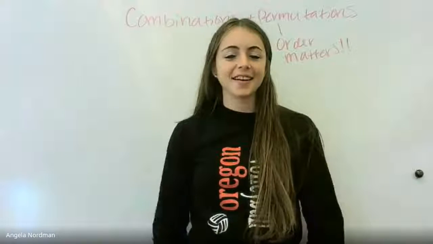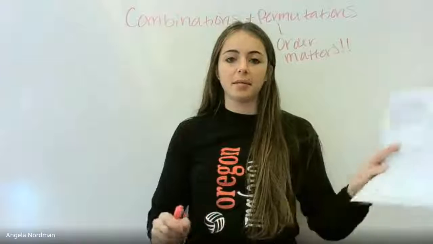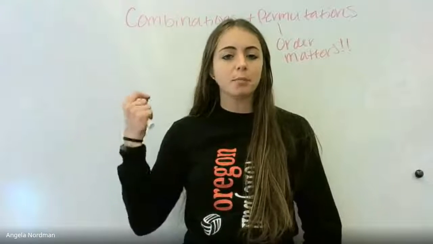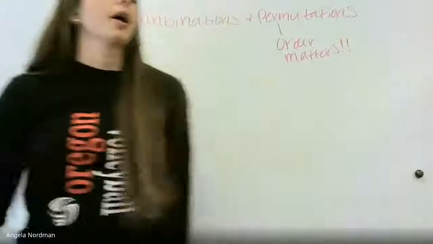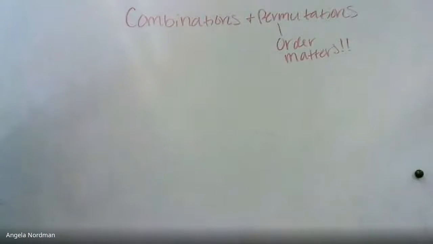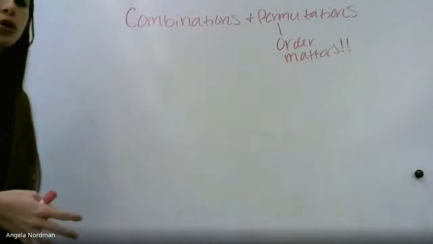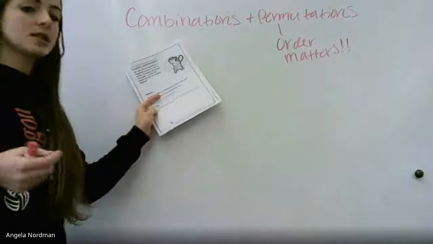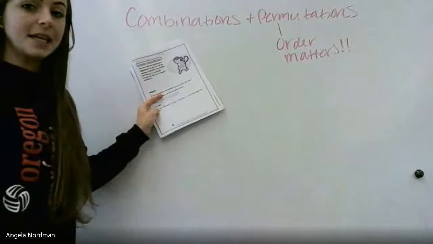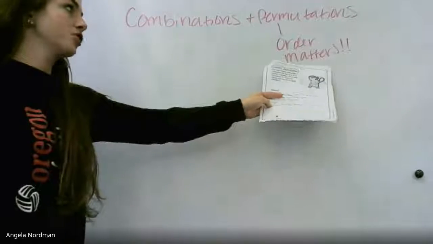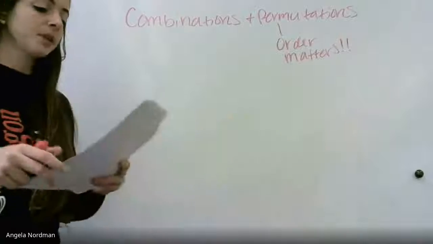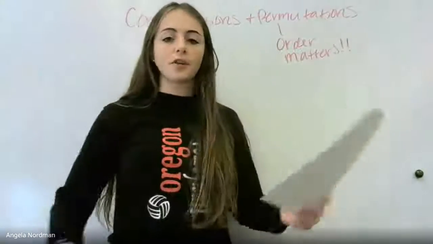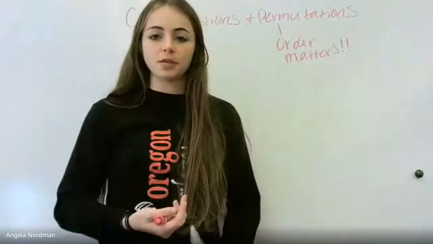Hi again. This is the very last thing in the probability packet. We are talking about combinations and permutations. The basic difference between the two is that in combinations, order does not matter. In permutations, order absolutely matters. So all of these questions are going to be talking about what are all the different ways that we can fit these groups of things together.